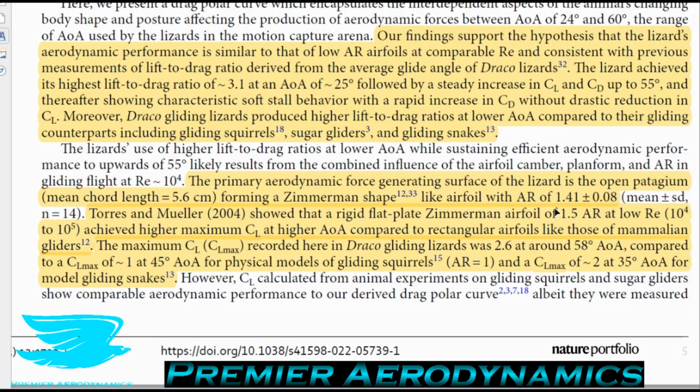The maximum lift coefficient recorded here in the Draco lizards was 2.6 at about a 58-degree angle of attack, compared to the maximum lift coefficient of 1 at 45-degree angle of attack for physical models of gliding squirrels, and a maximum lift coefficient of 2 at 35 degrees for gliding snakes. So in other words, these lizards have a far greater maximum lift coefficient than gliding squirrels and gliding snakes. However, this does occur at a much higher angle of attack as well, which is probably due to its planform shape.